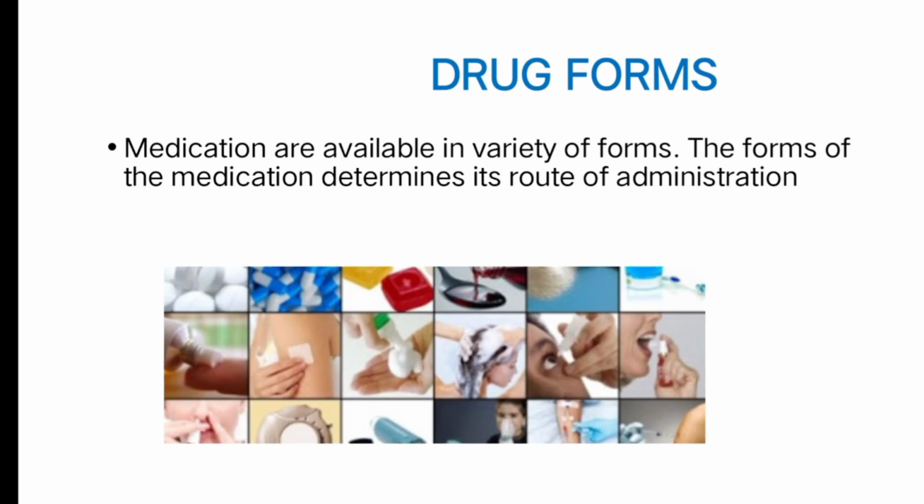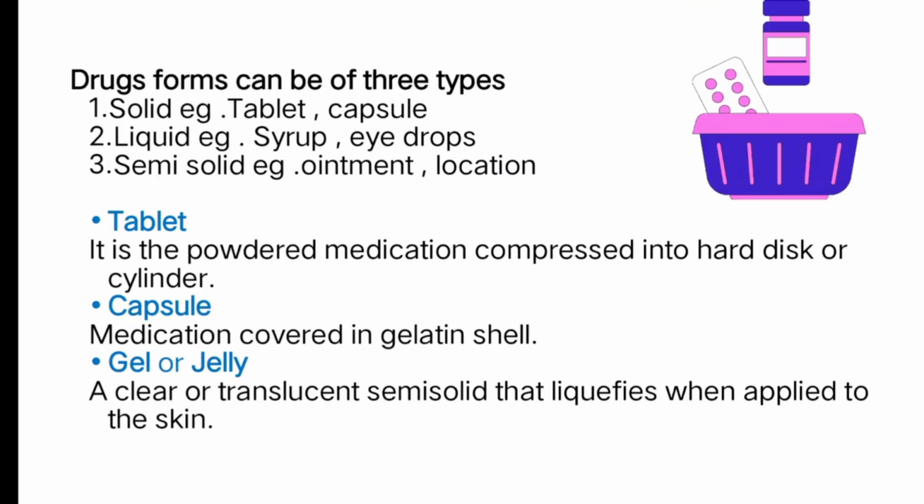Next is drug forms. There are various drug forms available. Solid, for example tablet and capsule. Liquid, for example syrup and eye drops. Semi-solid, for example ointment and lotion. A tablet is a powdered medication compressed into a hard disc or a cylinder. Next is capsule, medication covered in a gelatin shell.